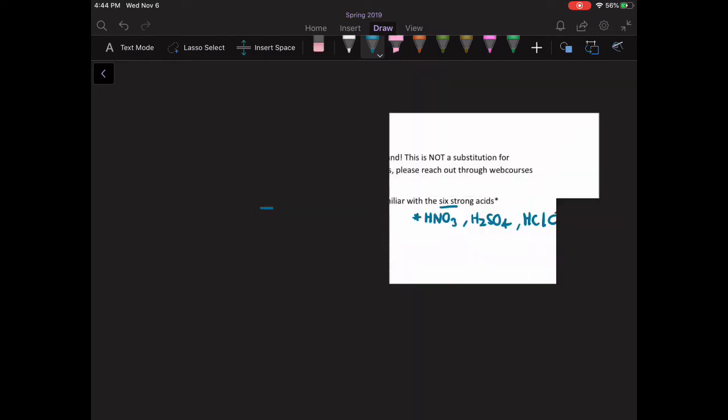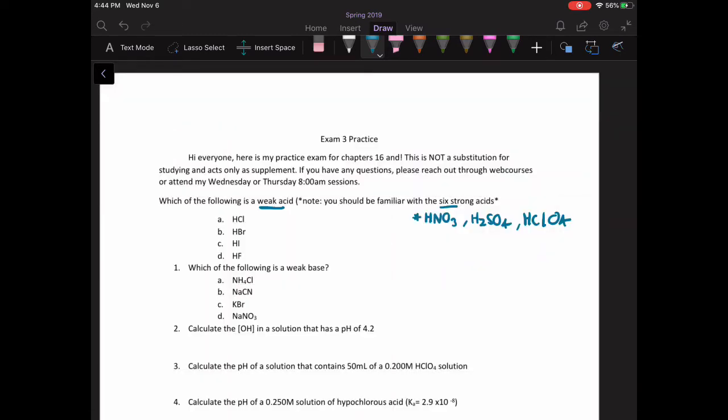Which of the following is a weak acid? You should be familiar with the 6 strong acids. So nitric acid, which is HNO3, H2SO4, perchloric acid, which is HClO4, and then you have HBr, HI, and then HCl. These are the 6 strong acids that you really need to know for this class. So if it's not on this list, it is weak. If you do not see it on this list, it's weak. And going by that logic, that means D is my only one.